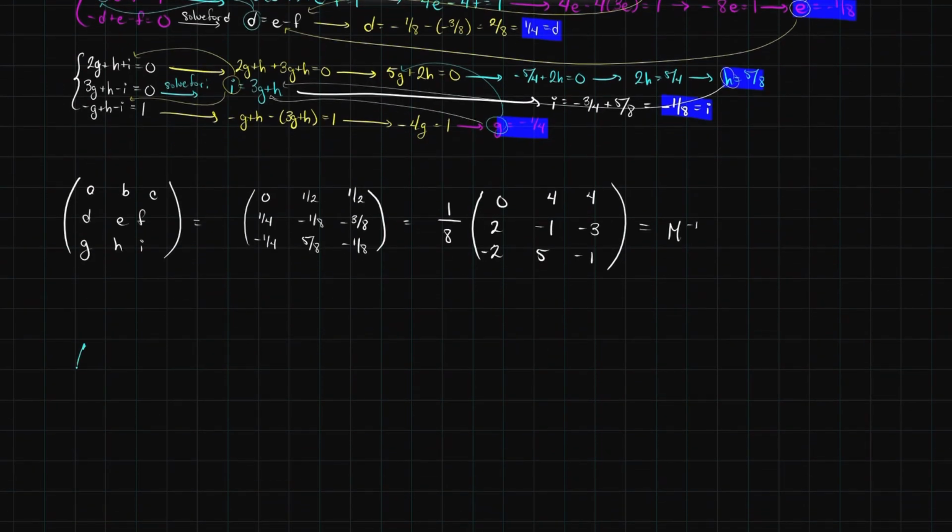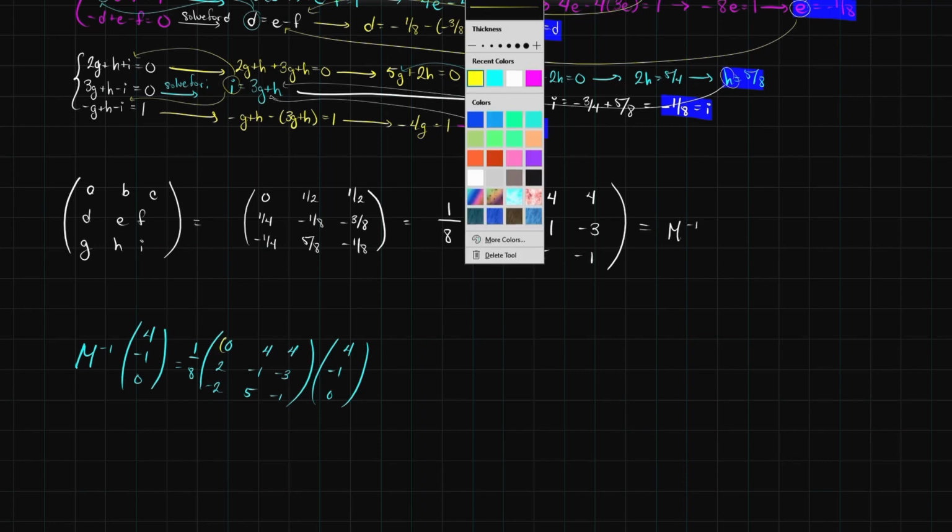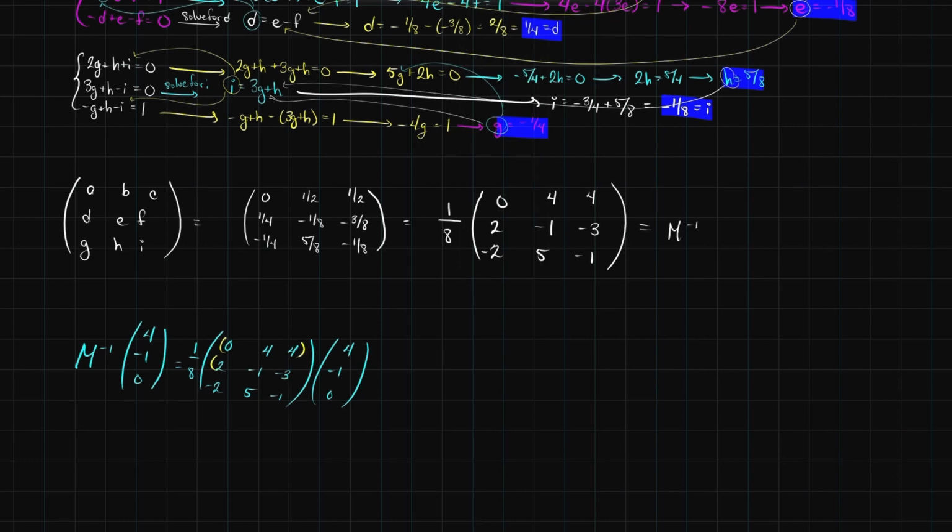So M inverse on 4, negative 1, 0, and it's going to look like a 1/8, then 0, 4, 4, 2, negative 1, negative 3, negative 2, 5, negative 1, on 4, negative 1, 0. And this is always still considered as a matrix multiplication, even though the right-hand side's a vector. So we're going to consider all rows on the left-hand side along with the vector itself, and then perform all inner products. So the 1/8 can come along for the ride. We've got 3 copies of inner products.